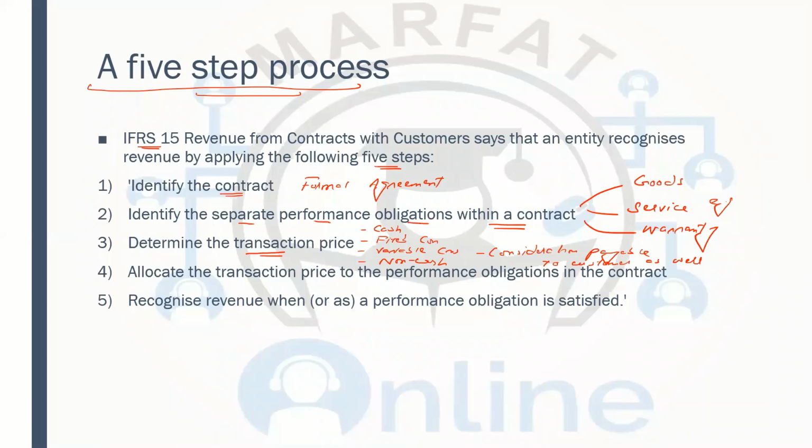So, allocate the transaction price to the different performance obligations in the contract. Step five: recognize revenue when the performance obligation is satisfied. This is the last step. You are going to record the revenue when the obligation, the things which you were supposed to do, like providing the goods or providing the services, is done. When you are done with your performance obligation, then you will be recording the revenue. And IFRS discusses two things here: whether the performance obligation will be satisfied at a point in time, or over time.